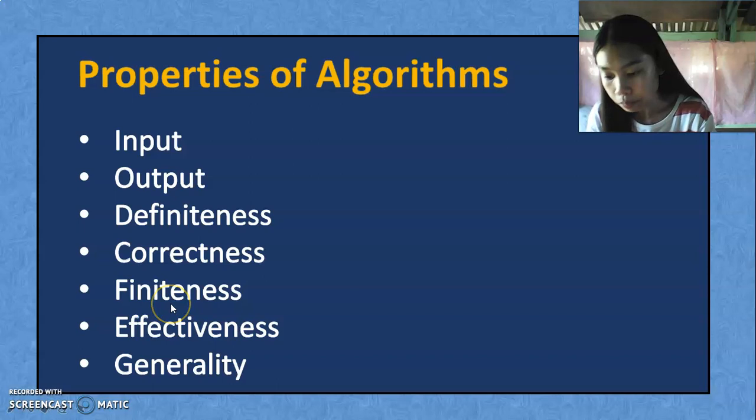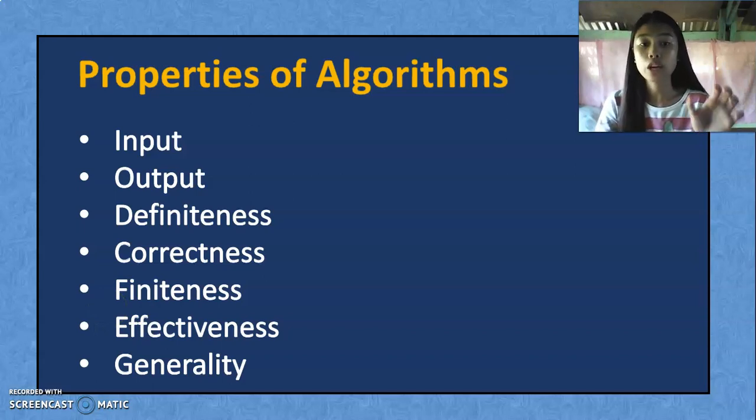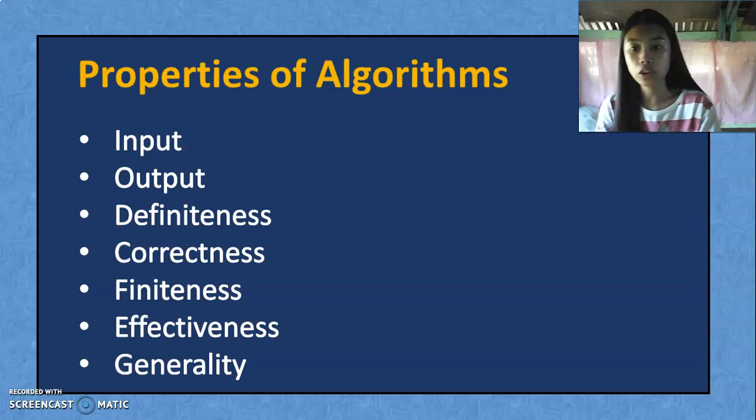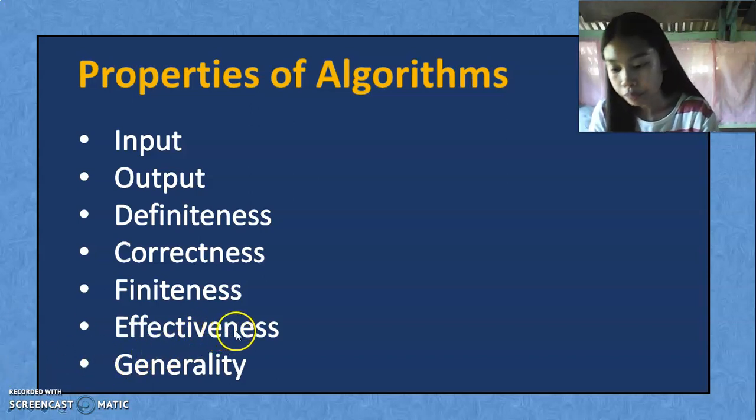Finiteness, which is not exceeding the finite number of steps. So, an algorithm must be a well-defined ordered set of instructions. So, yun nga. Finiteness, dapat maayos yung pag-execute ng mga instructions. It's not like, mauuna ito, sunod yung isa. Dapat yung process is sunod-sunod and then after this one, ito namang isa, then after that, yung isa naman. Something like that.